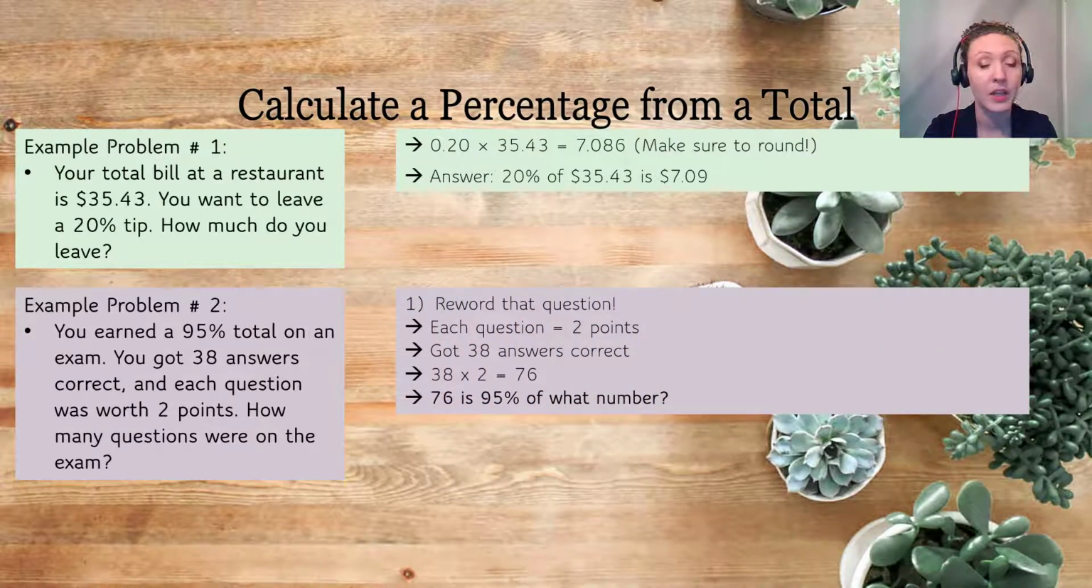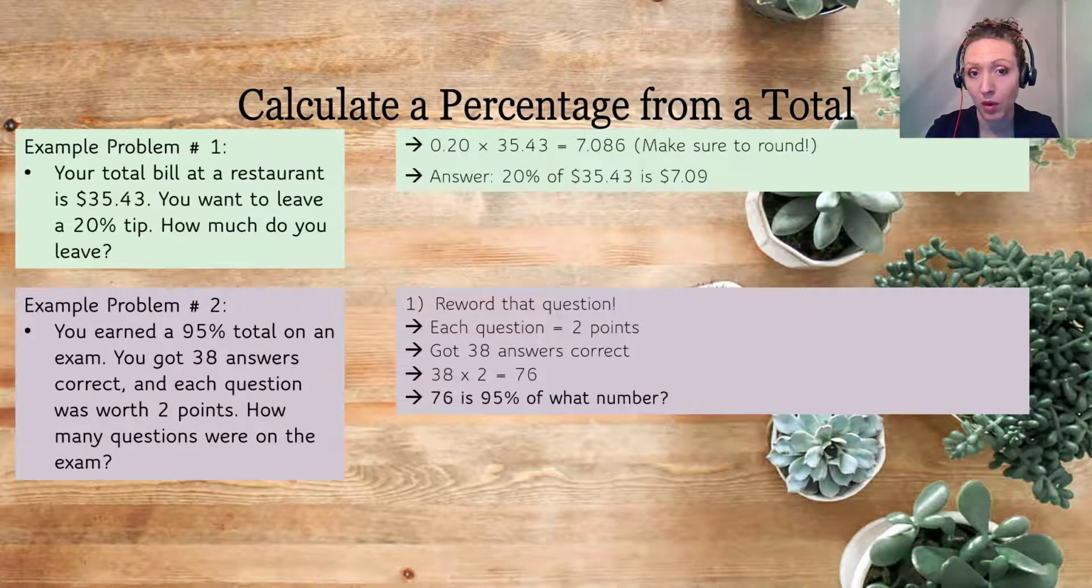Okay, so first off, let's reword that question and get some of the information out of there. So we know that each question was worth 2 points. We also know that we got 38 answers correct. So we have 38 questions times 2, because they were worth 2 points, gives us a value of 76. So now we need to know that value of 76 is 95% of what number?